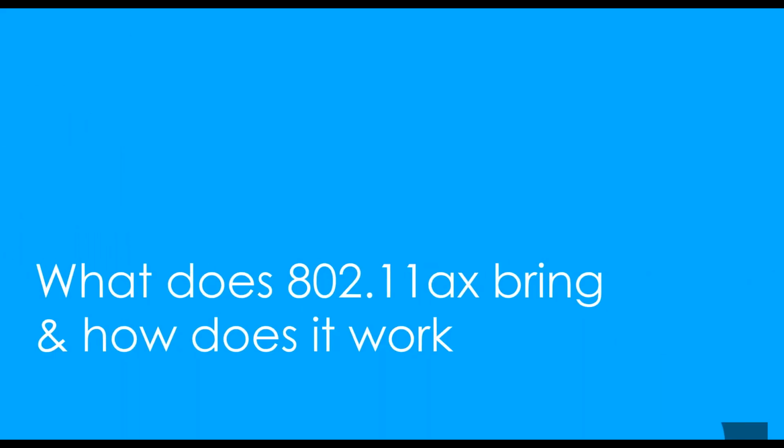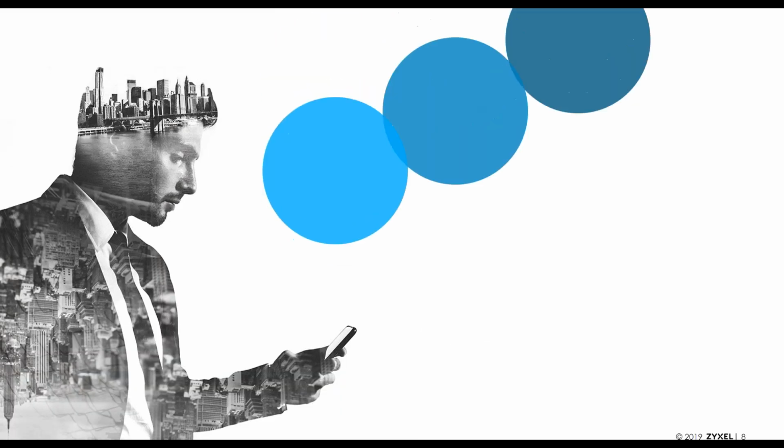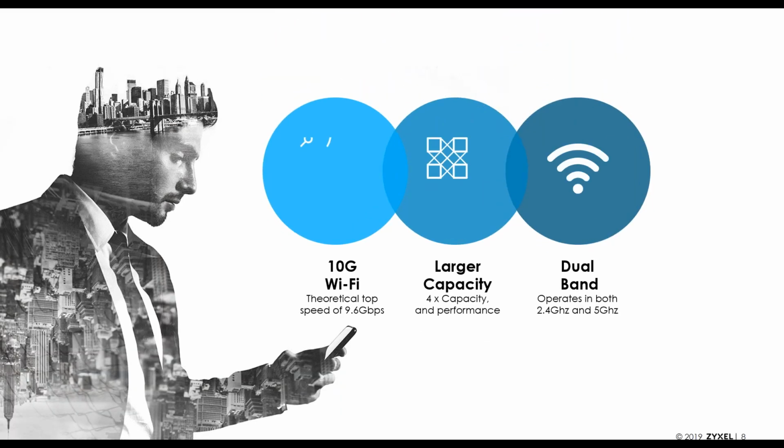So what does 802.11ax bring, and how does it work? 10 gig Wi-Fi. Theoretically, it will provide you a 9.6 gigabit wireless connection. As you can imagine, at the moment, it's nowhere near that. So that's massively improving the wireless connectivity that we know today. Technically, it's 4 times higher in capacity, coverage, and performance.